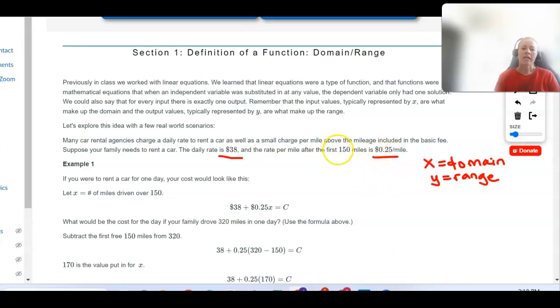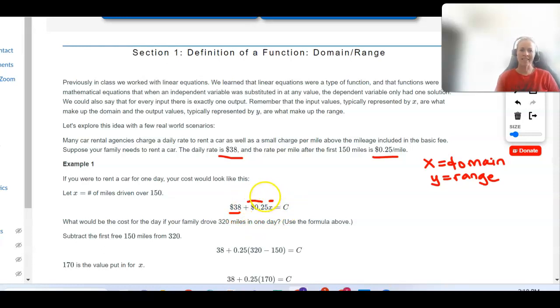Okay. So let's kind of work at putting this into an equation. That's what we're going to do here below. If you were to rent the car for one day, here's what your equation would look like. x equals the number of miles driven over 150. So we have the 38 that you have to pay plus 25 cents times every mile that you drive. And that's going to give us our total cost.